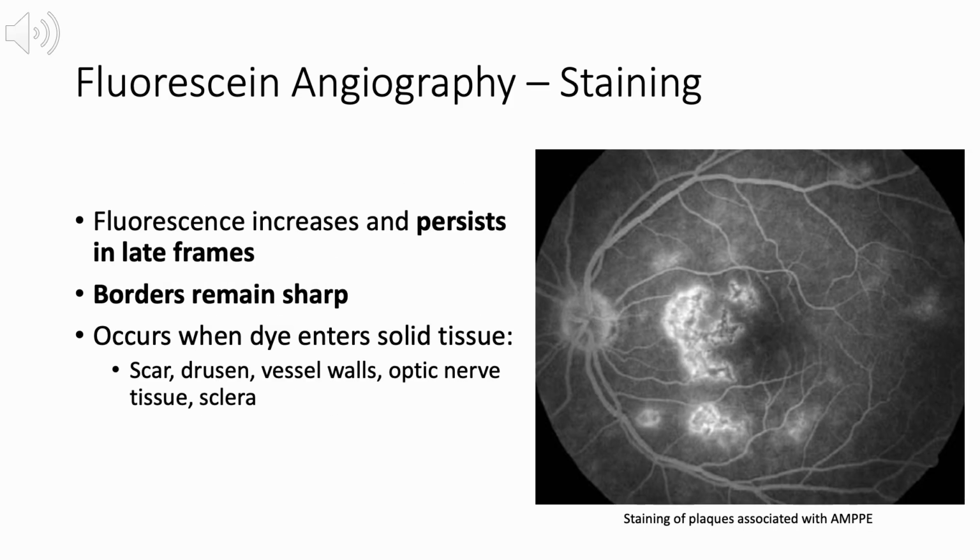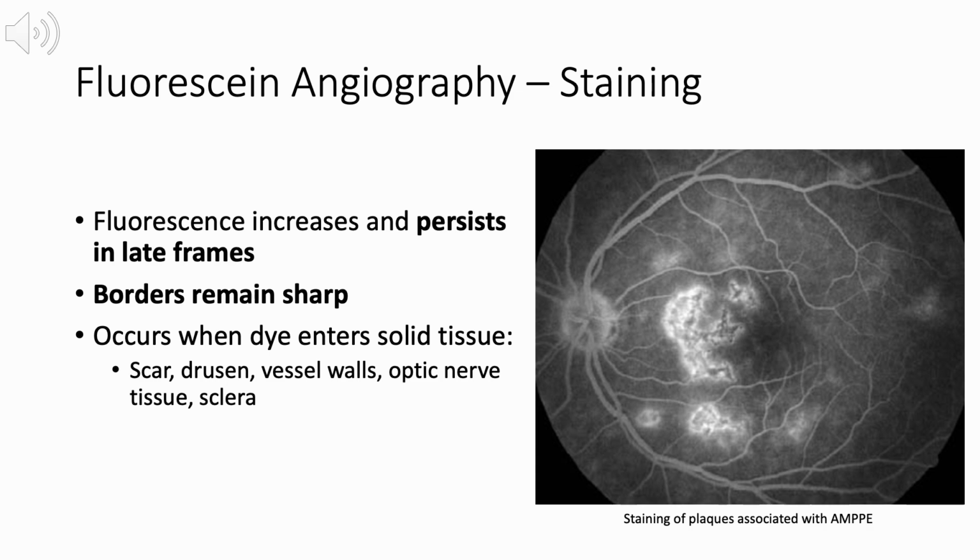Another pattern of hyperfluorescence is staining, which differs from leakage in both behavior and appearance over time. In staining, fluorescence intensity increases and persists into the late frames of the angiogram, but the size and borders of the hyperfluorescent area remain well-defined and sharp.